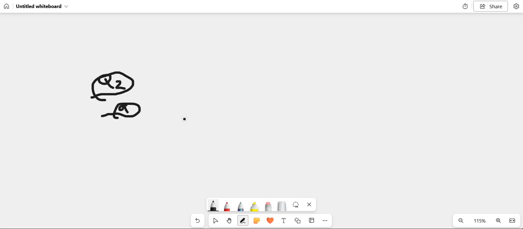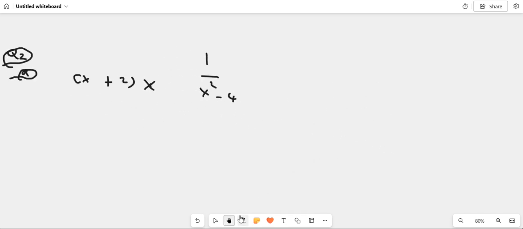Question 2A. What's question 2A saying? Question 2A is saying x plus 2 times 1 over x squared minus 4, but it's calm. We don't discriminate. Alright, cool. Your level is your level. At least you know your level. That's what it's about. It's about knowing your level so you can increase your level.